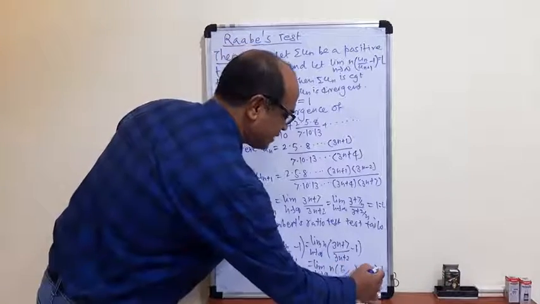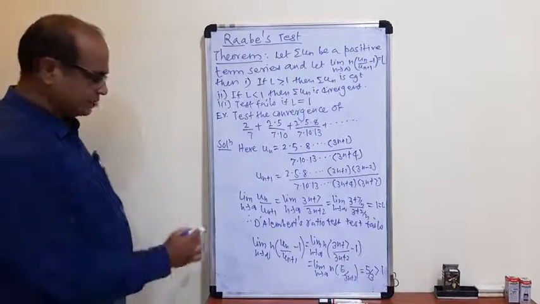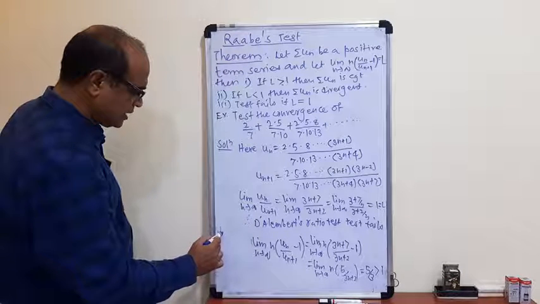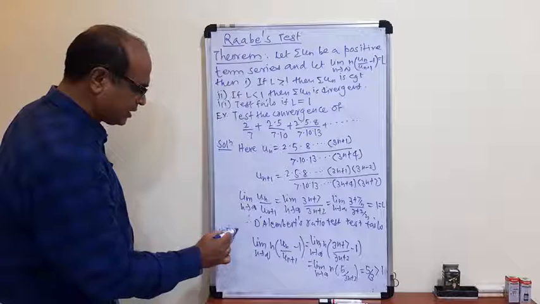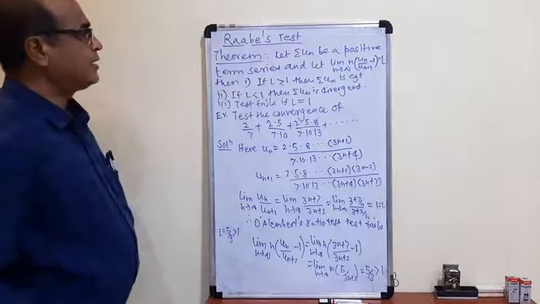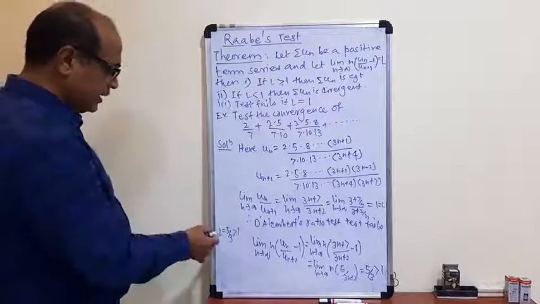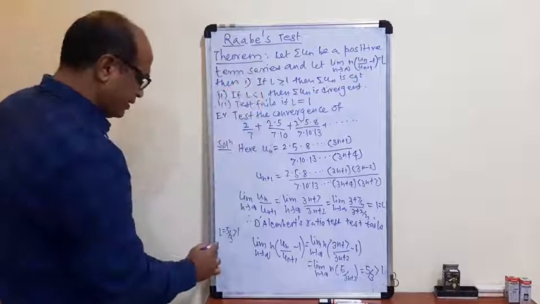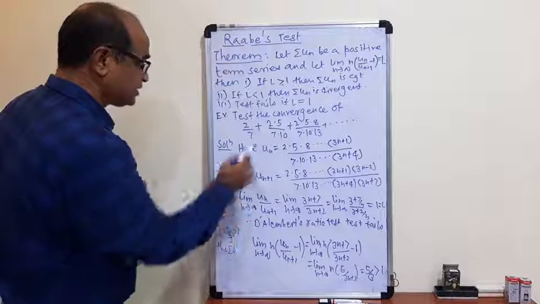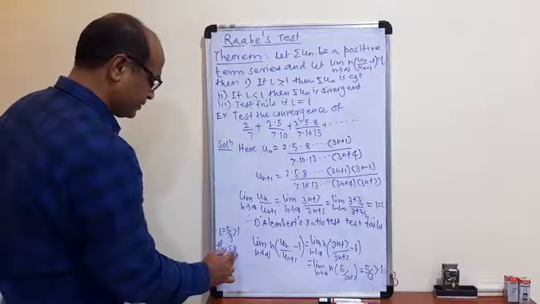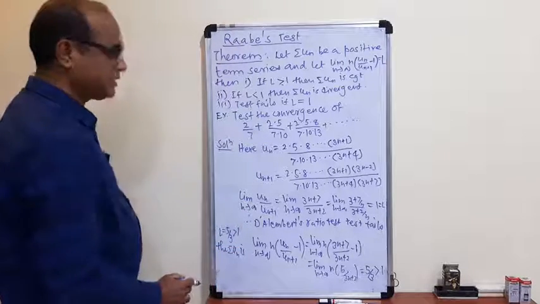So L is equal to 5 by 3, and 5 by 3 is greater than 1. Then what happens? If L is greater than 1, therefore the given series is convergent.